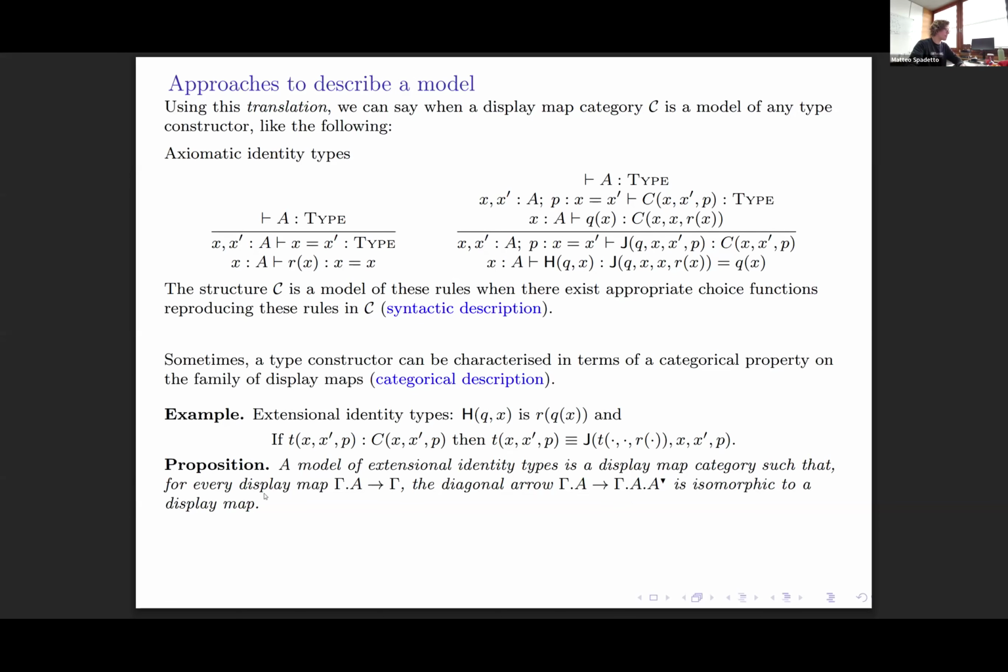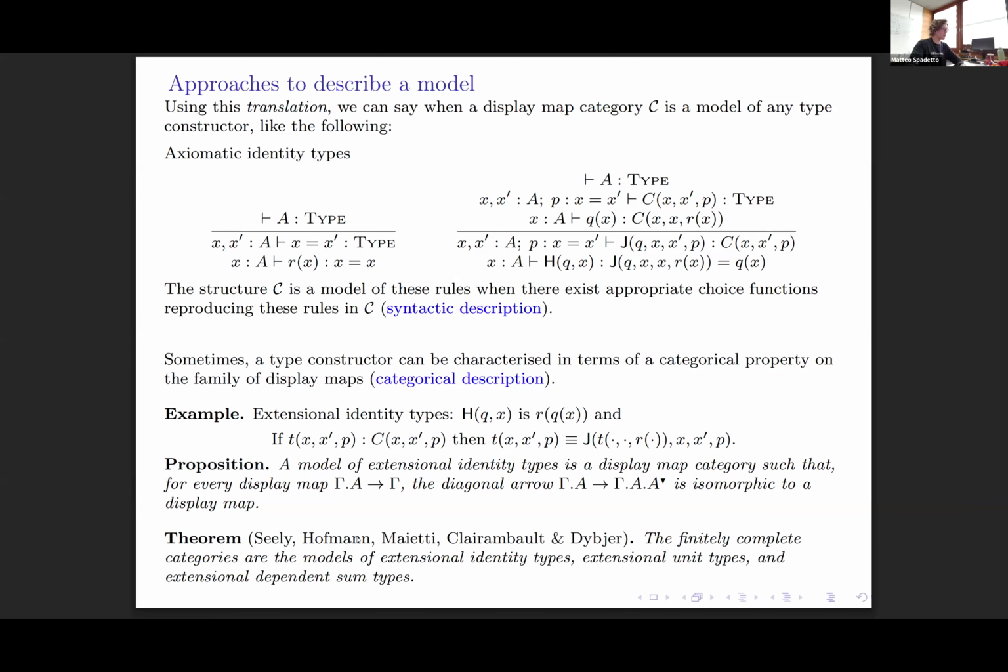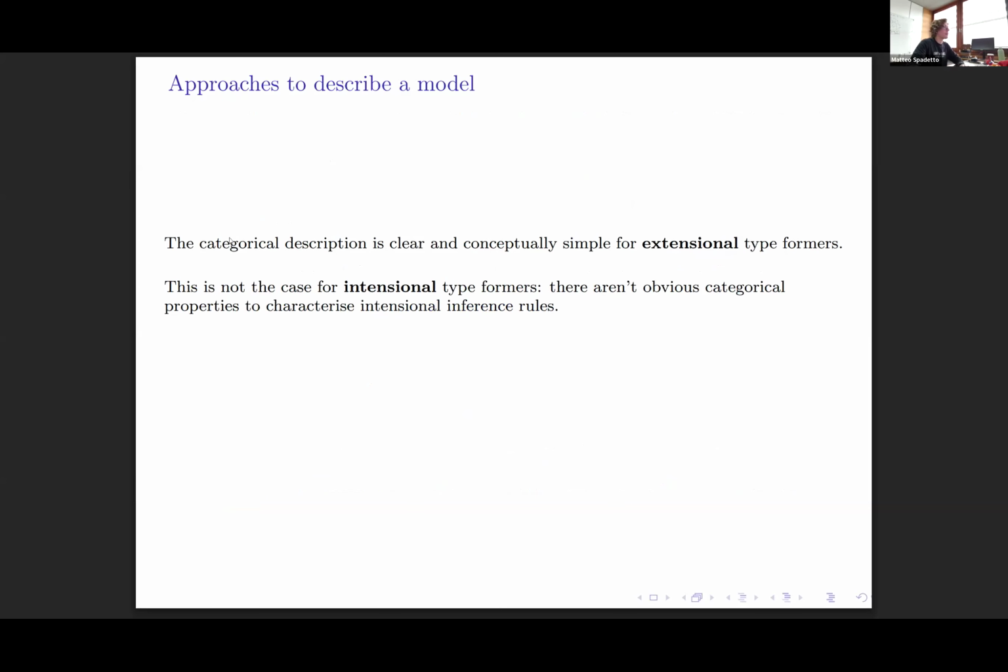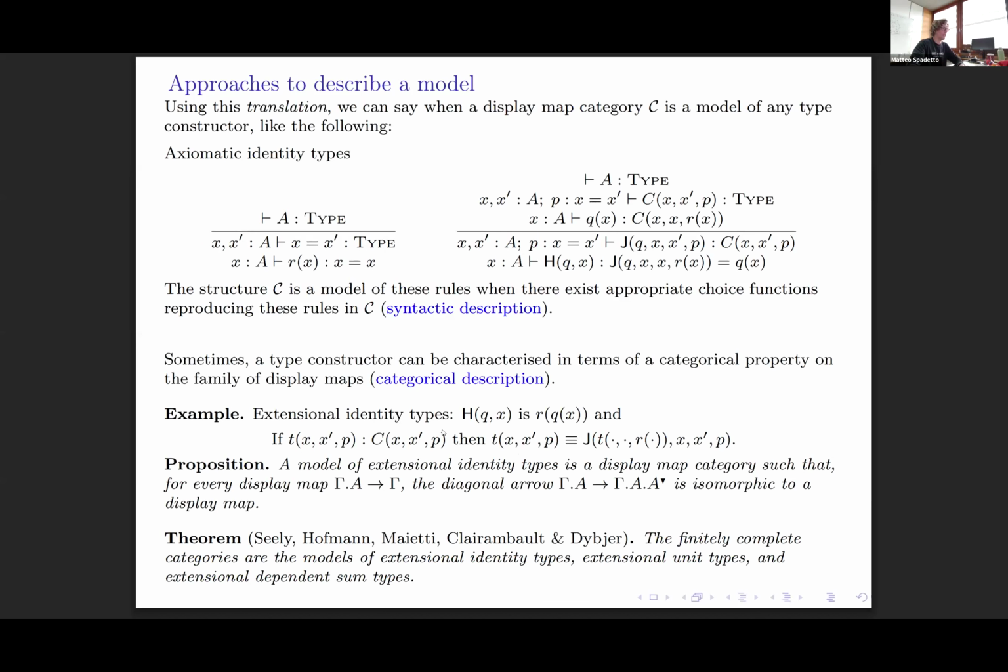And this proposition is an example of a theorem by Seely, Hofmann, Maietti, Clairambault, and Dybjer, telling us that the models of extensional type theory are the finitely complete categories. Okay, so what did we learn from this example? That a categorical description, a one-categorical description, clear and conceptually simple to state, exists for extensional type theory. However, this is not really the case for intensional type formers or axiomatic type formers, like this one that we have just seen without this uniqueness principle.